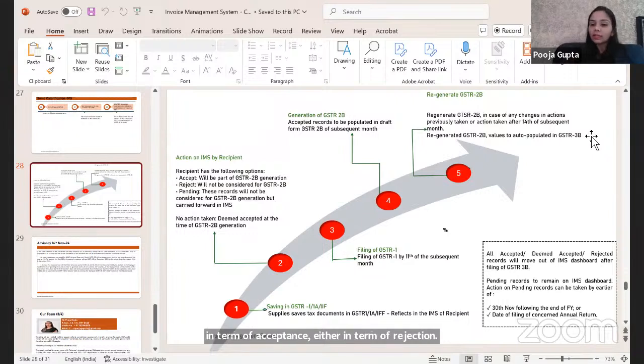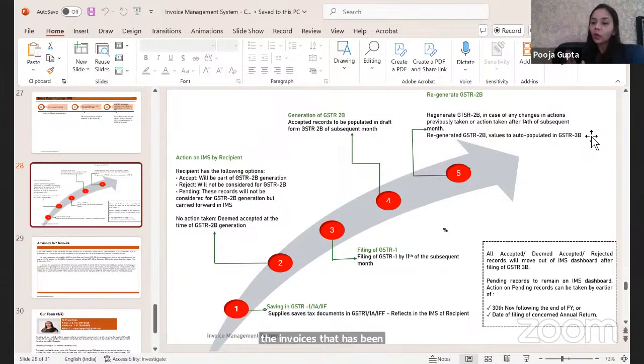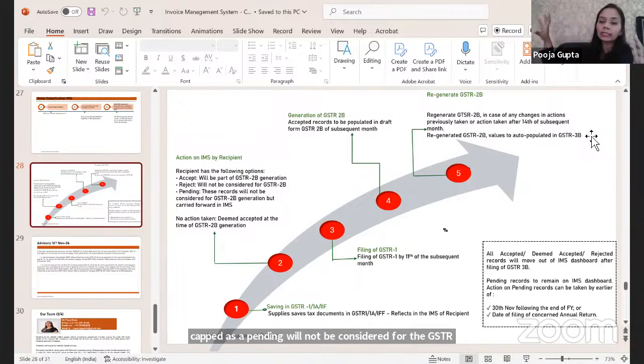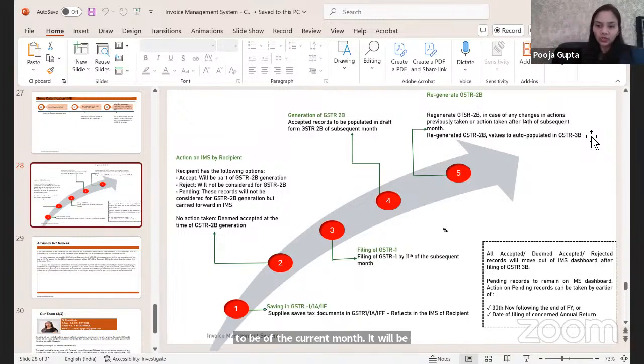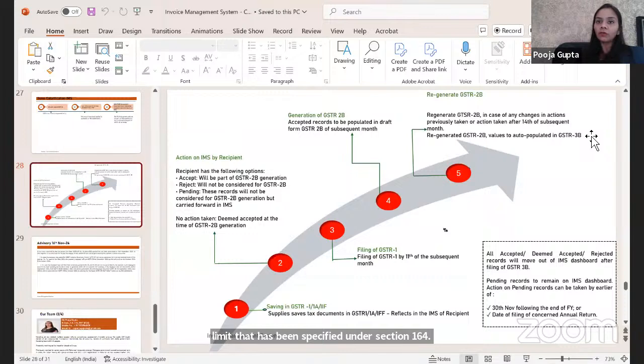All the invoices that have been accepted will become part of the GSTR2B, and all the invoices that have been rejected will not become part of the GSTR2B. The invoices kept as pending will not be considered for the GSTR2B of the current month. They will flow to the succeeding month's IMS dashboard for future action. But still, up to a certain limit specified under section 16(4), that is 30th November or the due date of filing the annual return, whichever is earlier.